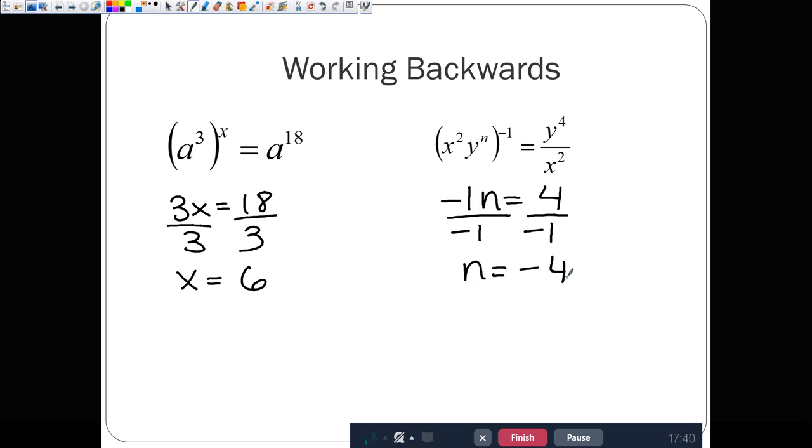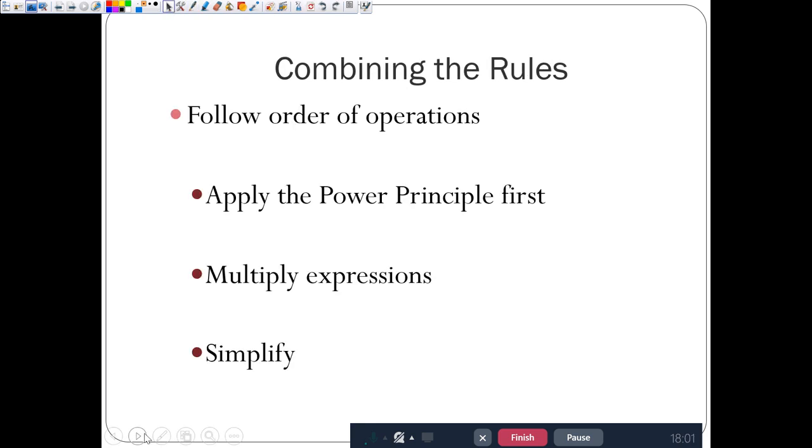Now, combining rules. We follow order of operations. So we apply the power principle first, because we do exponents first, okay? Then we multiply the expressions, and then we're going to add our exponents. And then we're going to simplify, get rid of any negatives and zeros.